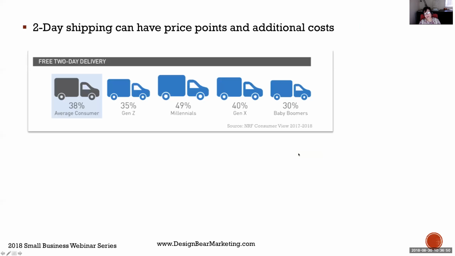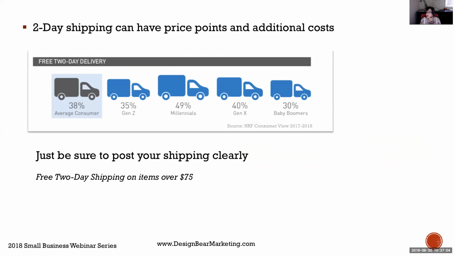2-day shipping can have price points and additional costs as well. 2-day shipping is expensive, and this is definitely an Amazon thing. If you can afford to do it, you can offer it. Not that many people really expect it to be part of your offerings, but you can charge for it. We just want to know that if we want it in 2 days, and if it's $15 extra, I won't do it. I'll just take the free shipping and get it in 5 to 7, right?